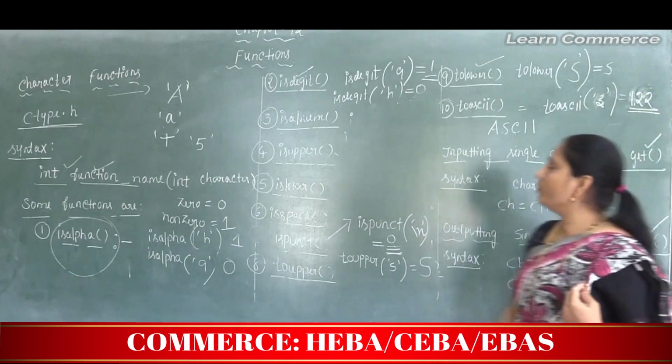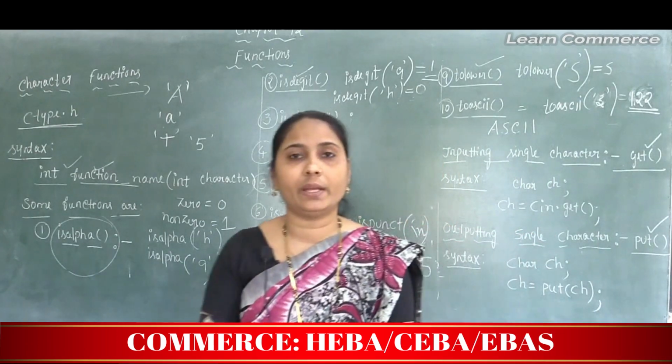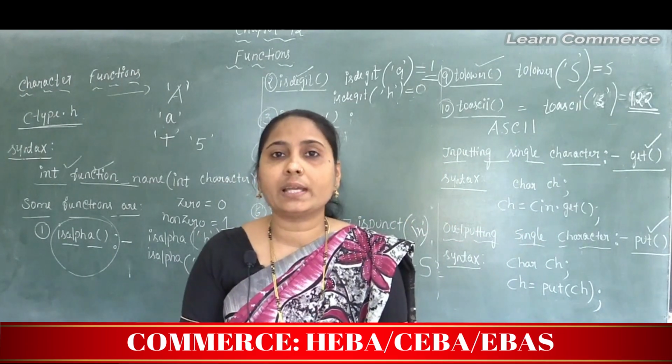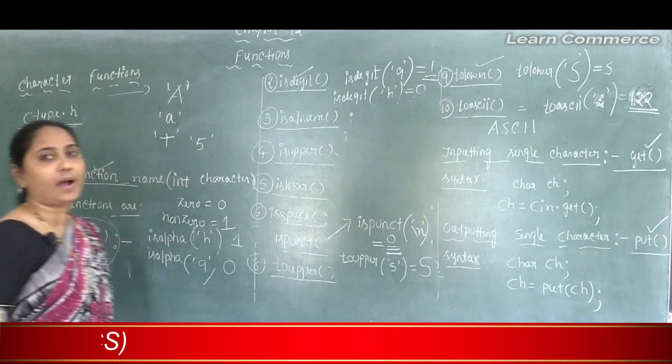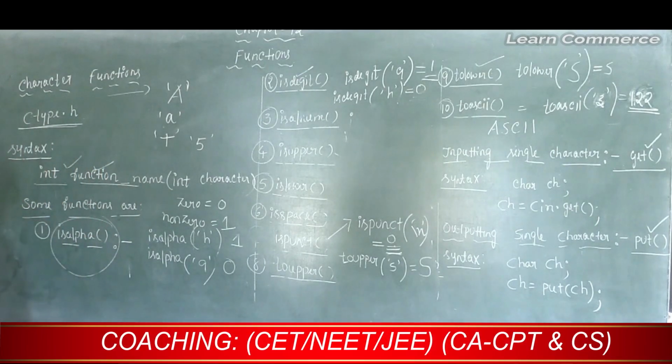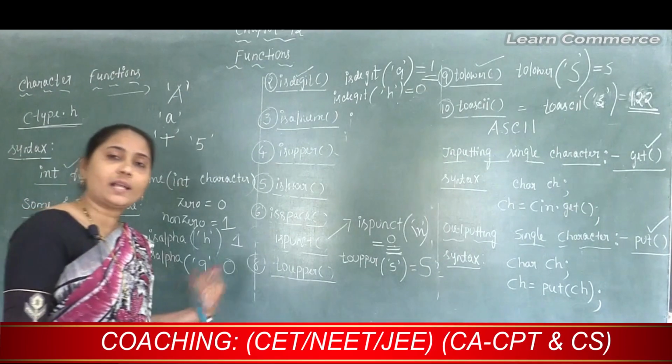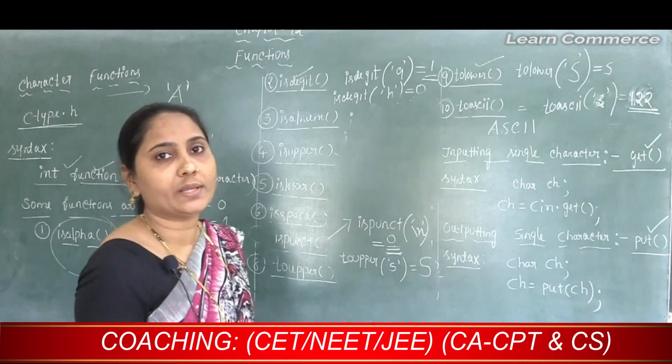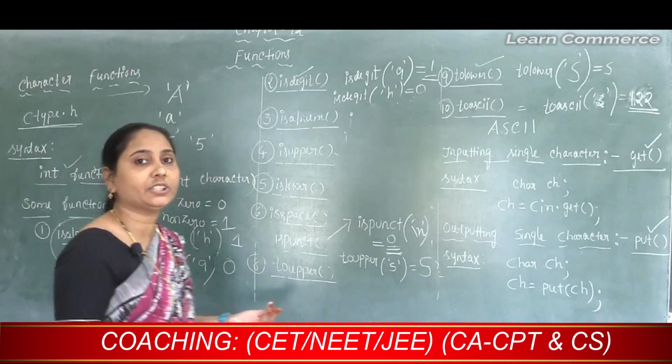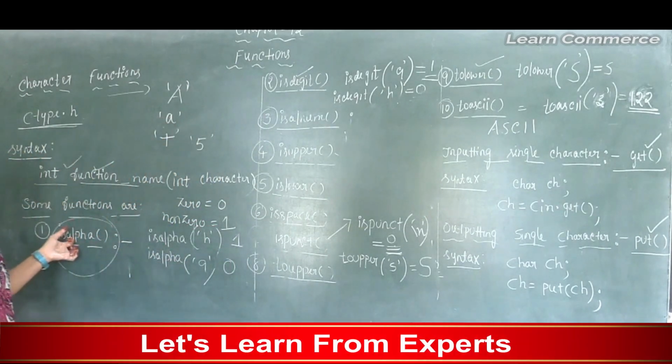So toascii, it converts the character into its ASCII value. Making the conversion from the letter, some value is there for each alphabet, for each number. So this is called the character function. Clear this point here?